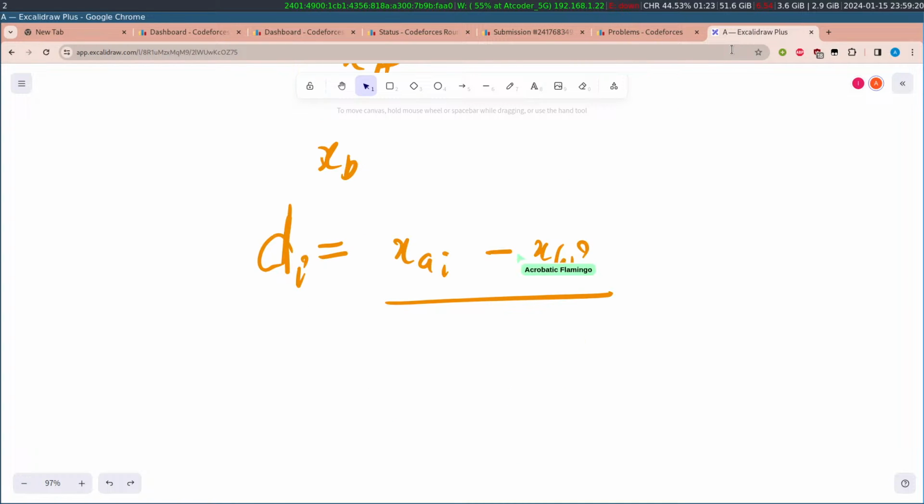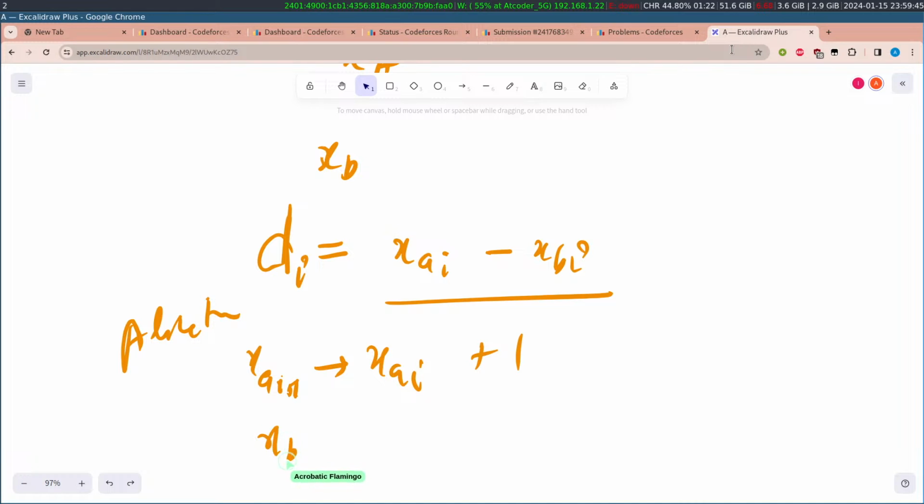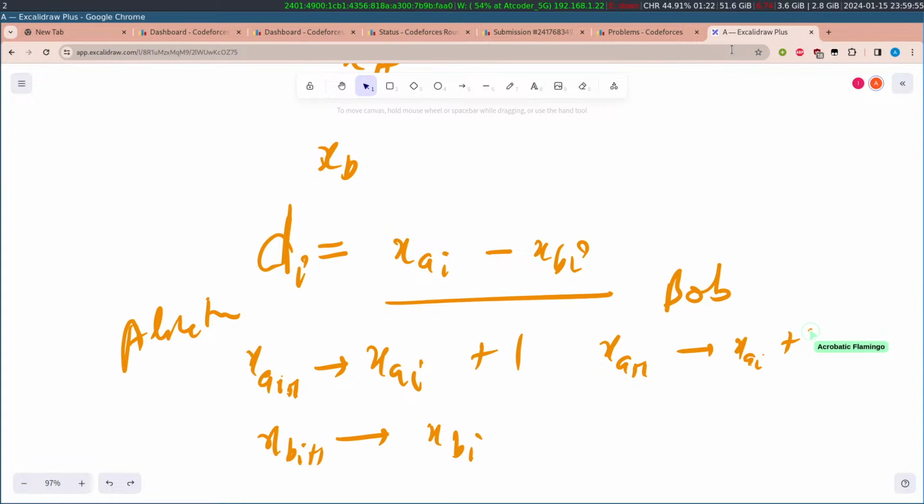So if it's Alice's turn, then xai becomes xai plus 1, because Alice moves down. And when it's Bob's turn, Bob moves up, so xbi decreases by 1. If it's Alice's turn, Bob does not change his coordinate, it remains the same. When it's Bob's turn, Alice does not do anything, Alice's coordinate is the same, but Bob's coordinate decreases by 1.